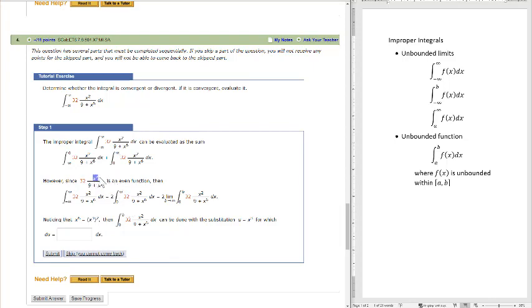Although, since this is an even function, where we put negative x in and get the exact same function, it is symmetric about the y-axis. So those two integrals are going to be equal. So we'll just say 2 times one of the integrals. That's going to make things a little bit easier for us. We'll take the limit as b goes off to infinity of the integral from 0 to b of that integrand.